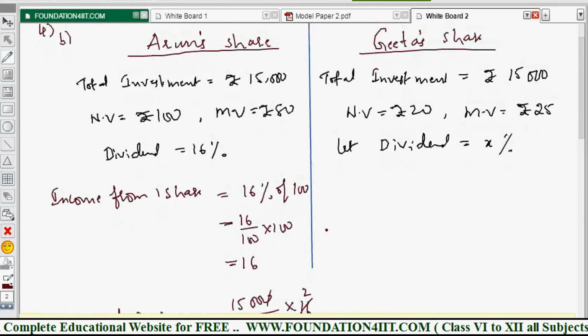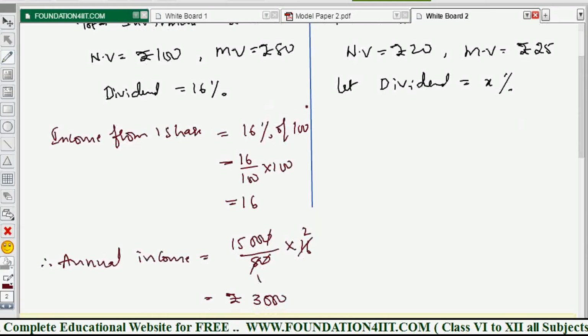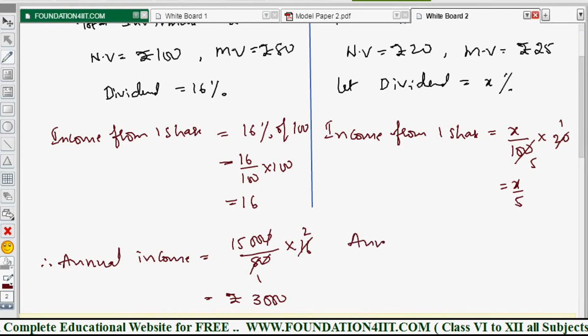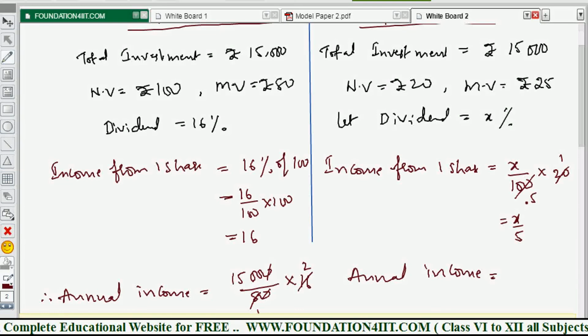Now when you observe this, the investment is 15,000, the market value is 25 and the dividend is x%. So the income from one share is x%, that is x by 100 into the nominal value, which is 20. If you cancel, 21s are 25, so x by 5 is the income from one share. Then we can find the annual income in this case. Annual income is equal to the profit on one share into the number of shares. The number of shares will be 15,000 by the market value, 25.